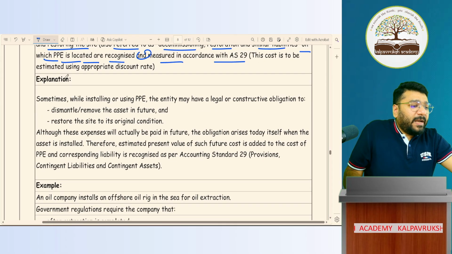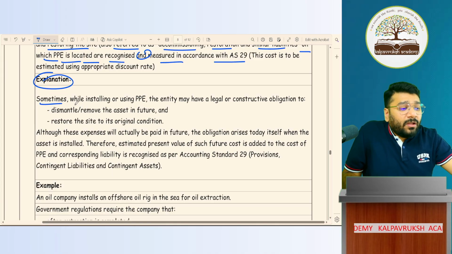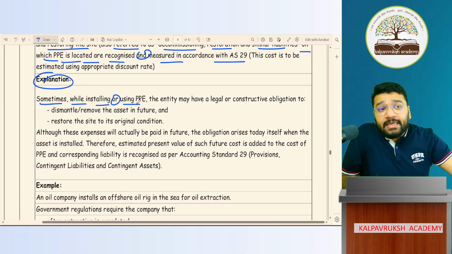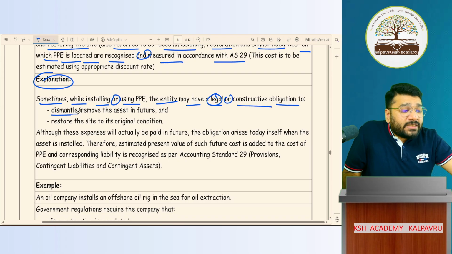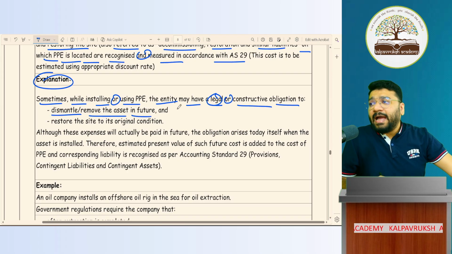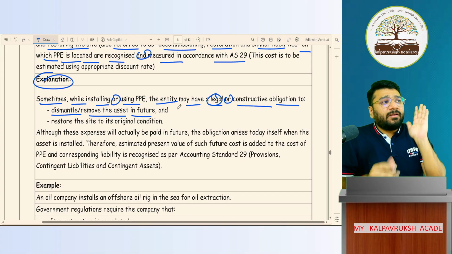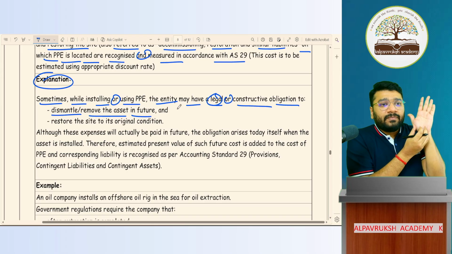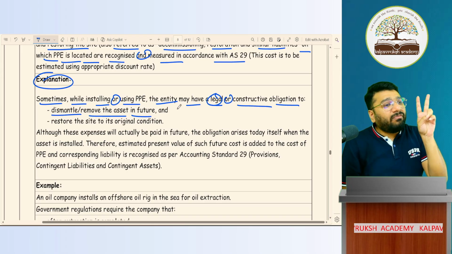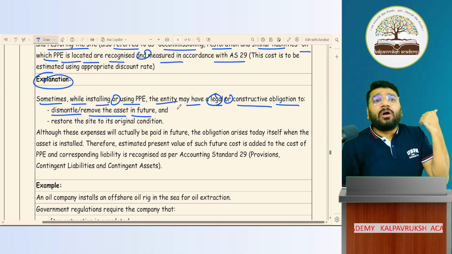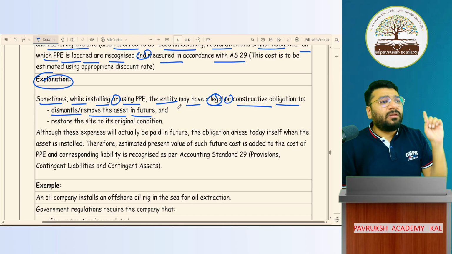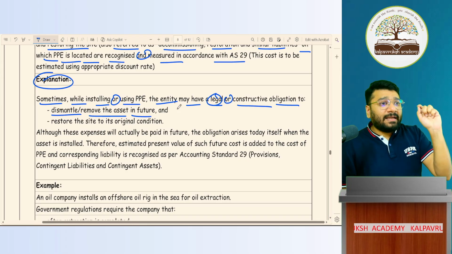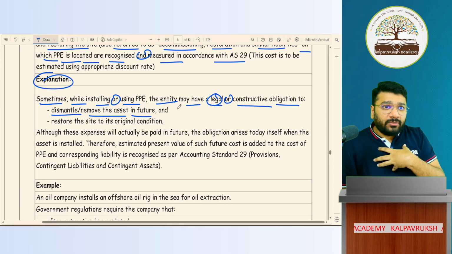Now, explanation. Sometimes, while installing or using PPE, the entity may have a legal or a constructive obligation to dismantle and remove the asset. I gave an example of a factory, no? I said, with the landlord, I have an agreement. In the agreement, there were two points. One, I have to vacate the factory after 10 years. Second, I have to dismantle all the factory building or machinery and restore the land to its original position. Yes or no? So because of that agreement, do I have any legal obligation or not? Yes.